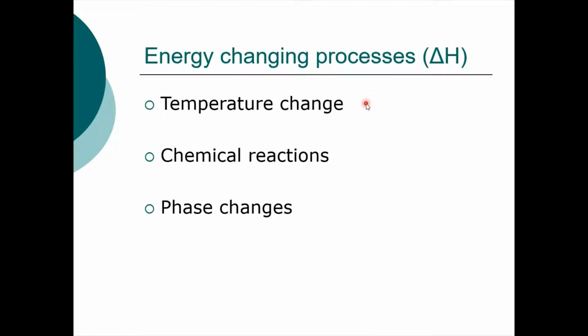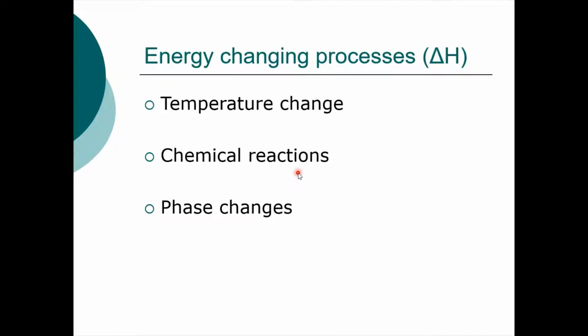We get a delta H when one of these three processes occurs. Either there's a temperature change, like you heat up a cup of water or you cool down something in the refrigerator. If there's a temperature change, there's a delta H, and therefore there's a Q involved. Remember, Q is heat, how much heat has either come into the system or gone out of the system. So whenever something doesn't change what it is, but it changes temperature, we can calculate a delta H. Same thing with chemical reactions.